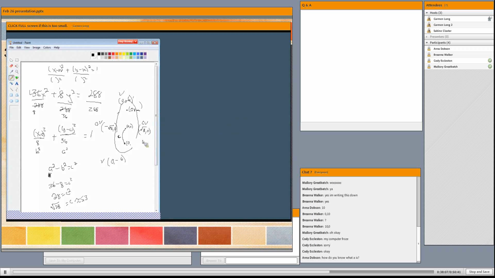Okay, so our focus points are 0, 5.3 and 0, negative 5.3. That's our focus, and that was the question: find the focus points. Right, 36 is bigger, so it's the A. The bigger denominator tells you the major axis.